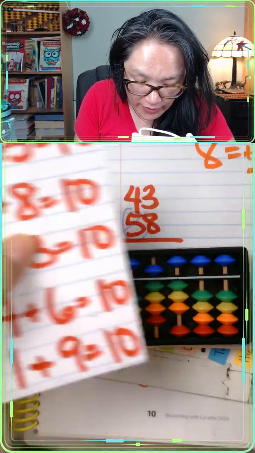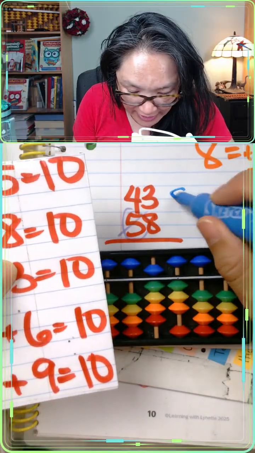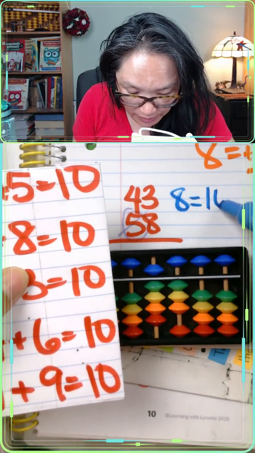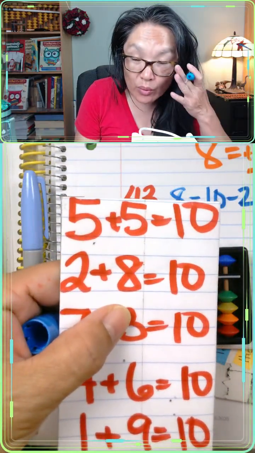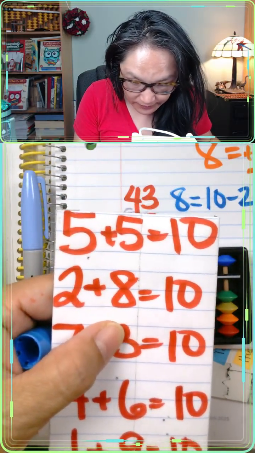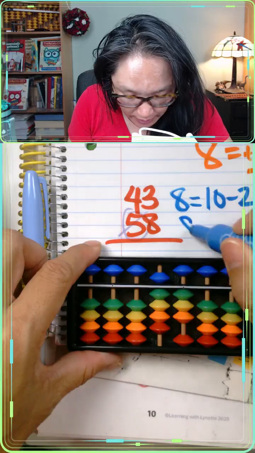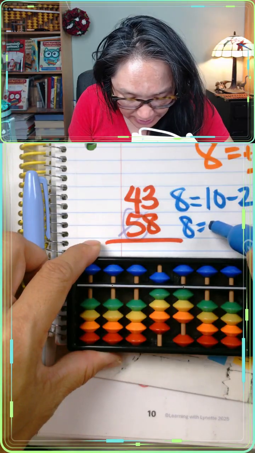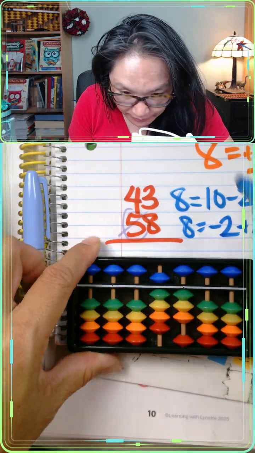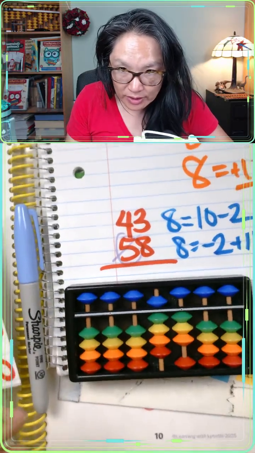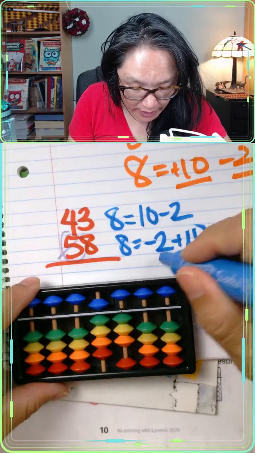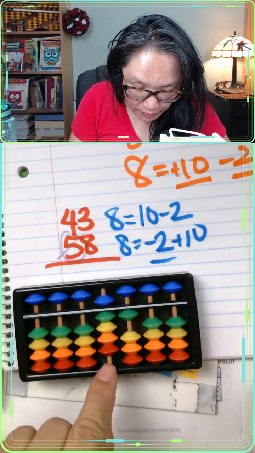We know that if we want to isolate the variable for the 8, it will be 8 is equal to plus the 10 minus the 2. We know this, right? Or we could do 8 is equal to minus the 2 plus the 10. It doesn't matter. You can do either or, right? So I'm going to do minus the 2, and then we're going to plus the 10.